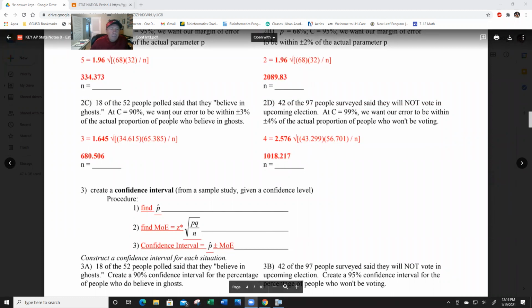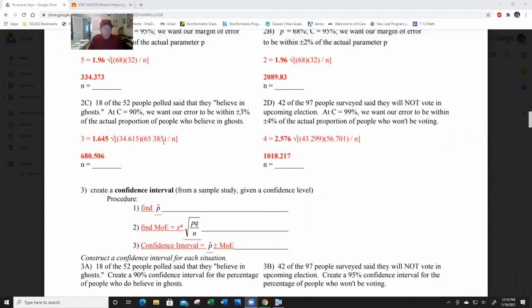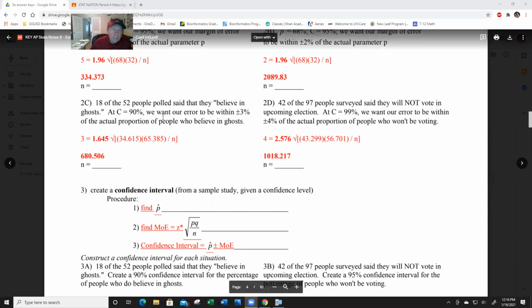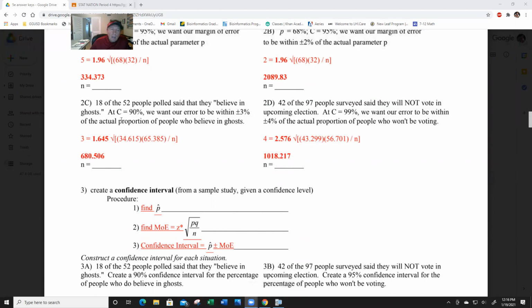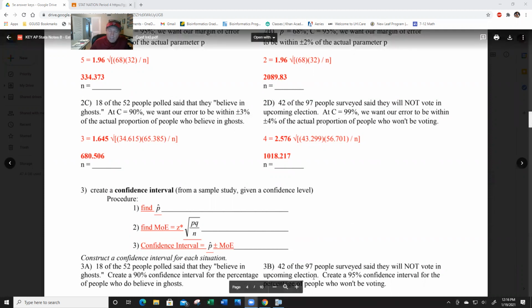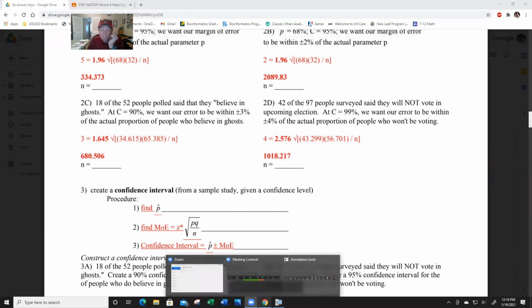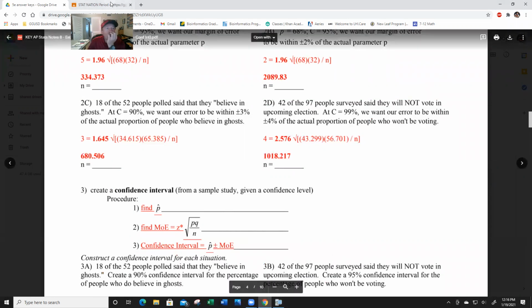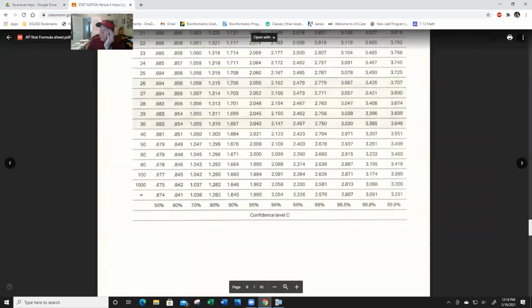18 of the 52 people polled said they believe in ghosts. At a confidence level of 90%, we want our margin of error within 3%. No problem. First thing, I need to get how many standard deviations away is 90%. So I'm going to go to my formula sheet. 90%, as you can see right here, is 1.645. Most people memorize these two. 90 is 1.645 and 95 is 1.96. All right, so 1.645.